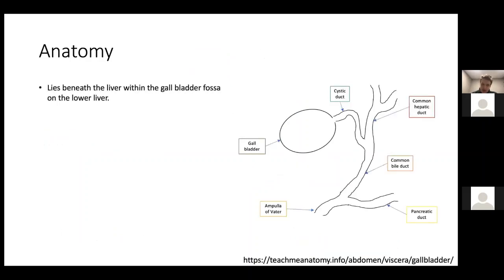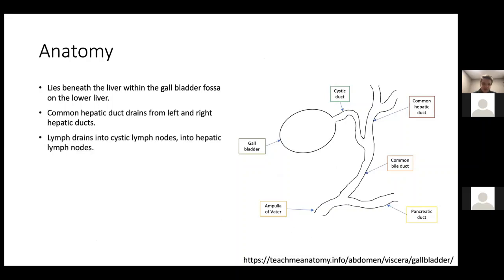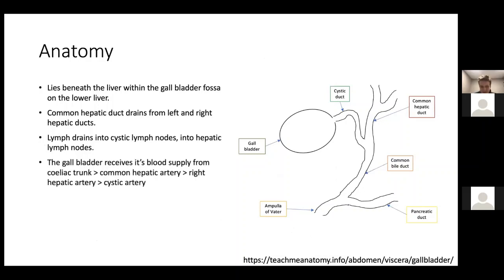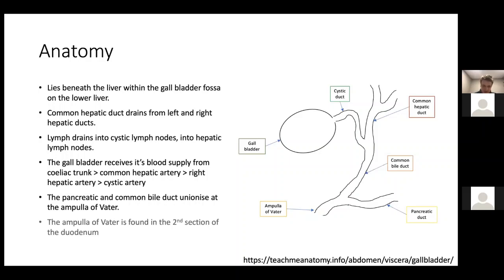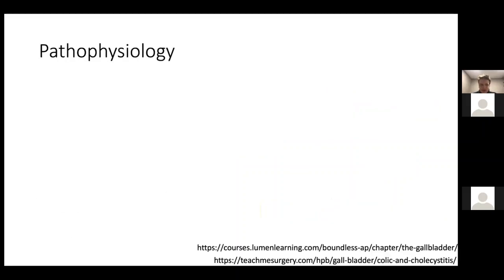So it lies beneath the liver in something called the gallbladder fossa. Like I said, the common hepatic duct drains from the left and right hepatic ducts. So the lymph nodes drain into the cystic, which then goes into the hepatic lymph nodes. It receives its blood supply initially from the celiac trunk, which goes to the hepatic artery, and the right hepatic artery, and then the cystic artery. And the pancreatic and common bile duct unionize at the ampulla ovata, where it enters the duodenum, the second section. Okay, that just basically puts in context what I'm going to be talking about today.